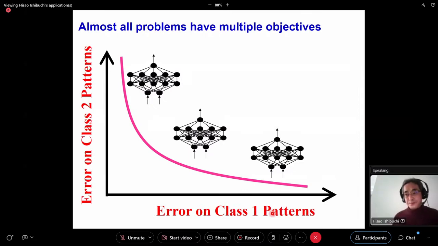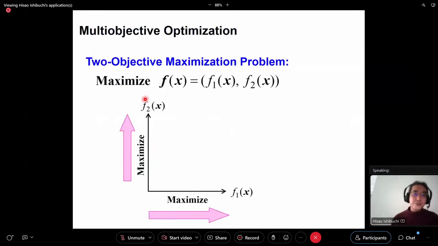Also, for pattern classification problems, trying to minimize the error on class one patterns has some conflict with the minimization of errors on another class's patterns. So still we have a clear trade-off. Now, using this very simple two-objective maximization problem, I'd like to explain the basic idea of multi-objective optimization.